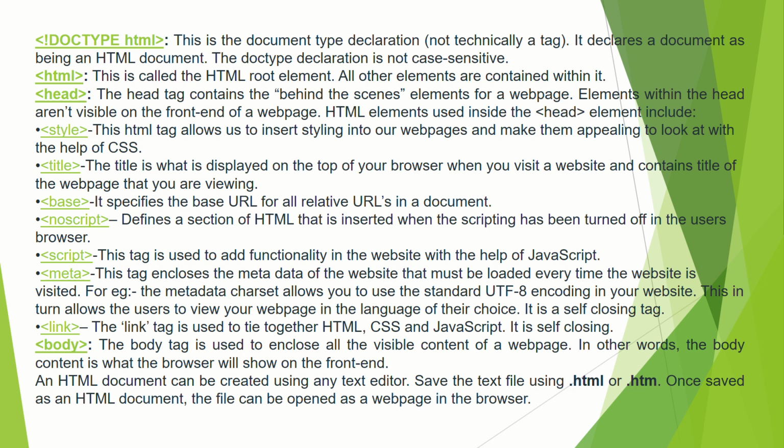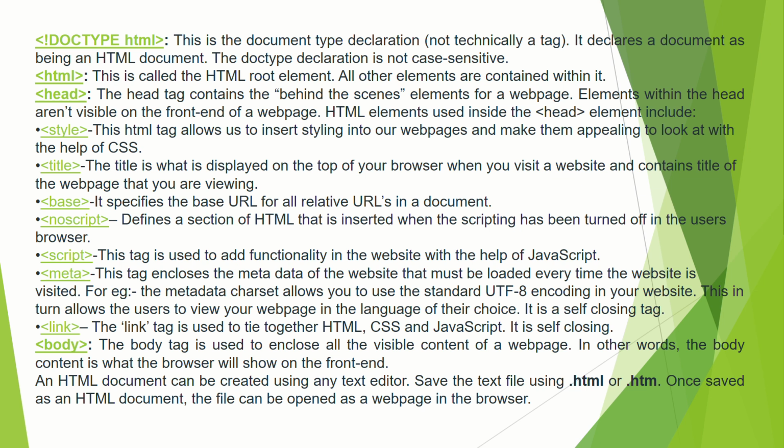Next comes the HTML tag. This is called the HTML root element. All other elements are contained within it. As said previously, it is the start and the end of the HTML code. Next comes the head tag. The head tag contains the behind the scenes elements for a web page. Elements within the head aren't visible on the front end of a web page. HTML elements used inside the head element include style, title, base, noscript, script, meta, link. These are all the tags that come under head tag.